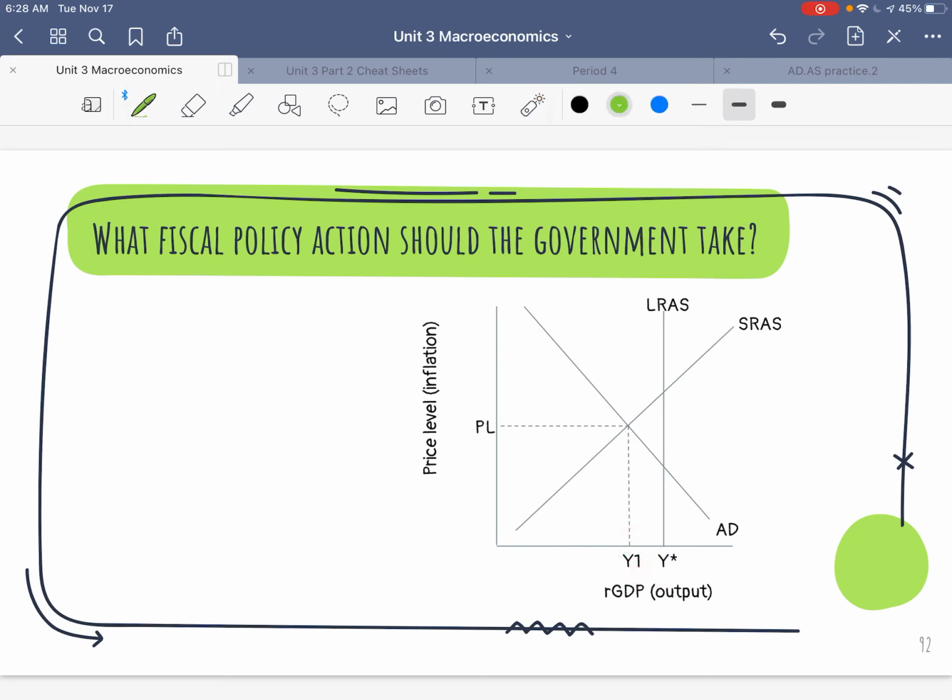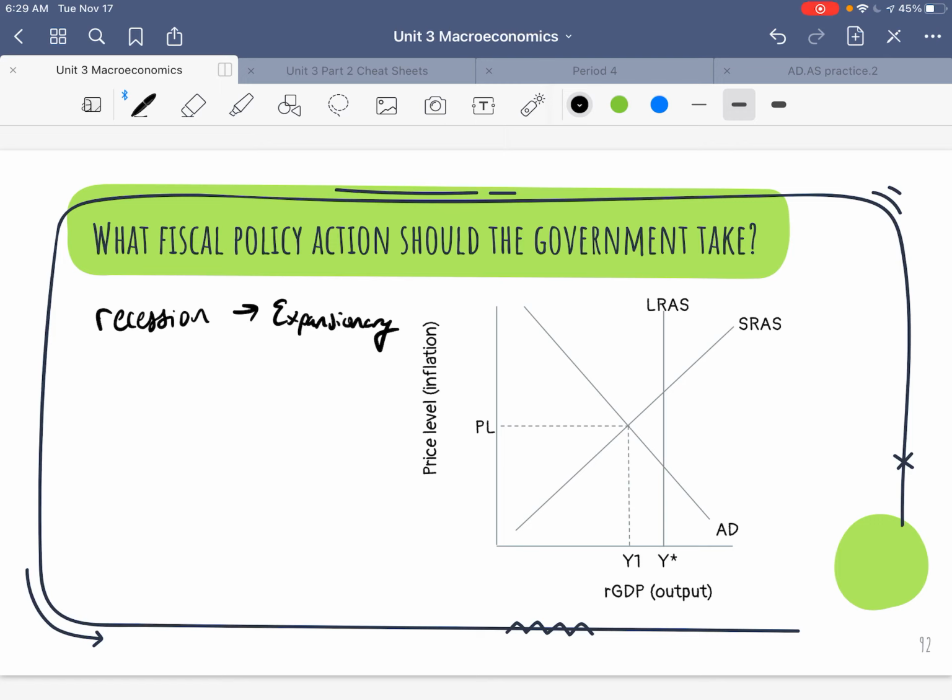If we are doing less than what we should be, if our economy is having issues, we call that a recession. And it's 2 quarters of negative GDP growth. So if we're in a recession, what should the government do to get us out of a recession? They need to expand the economy. Expansionary. So they should take expansionary fiscal policy here.